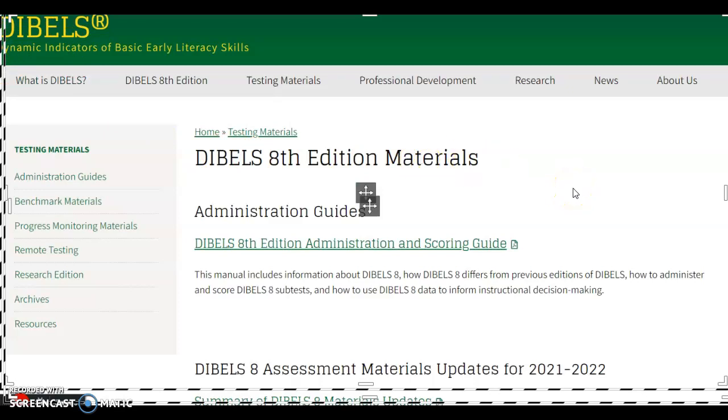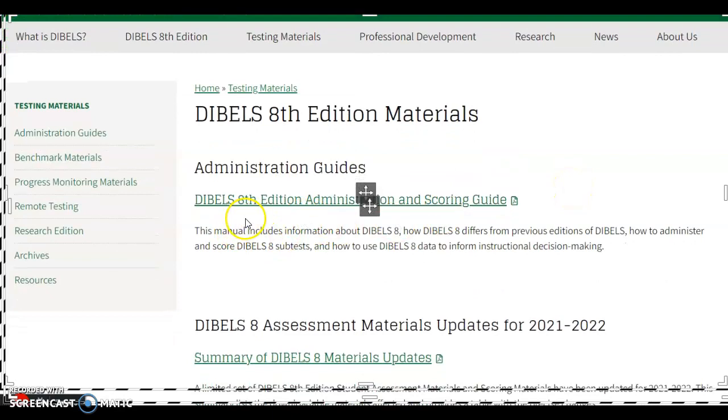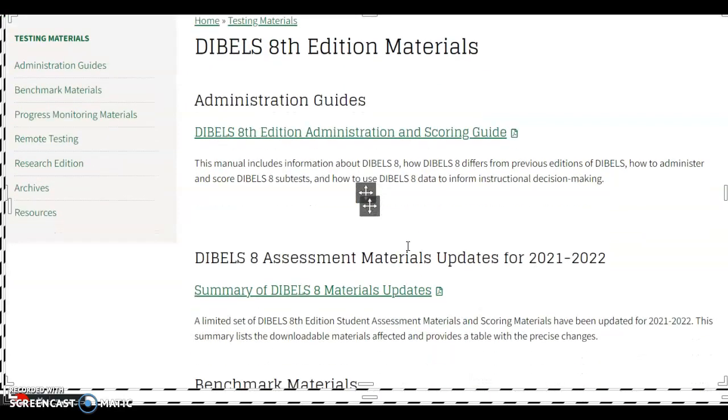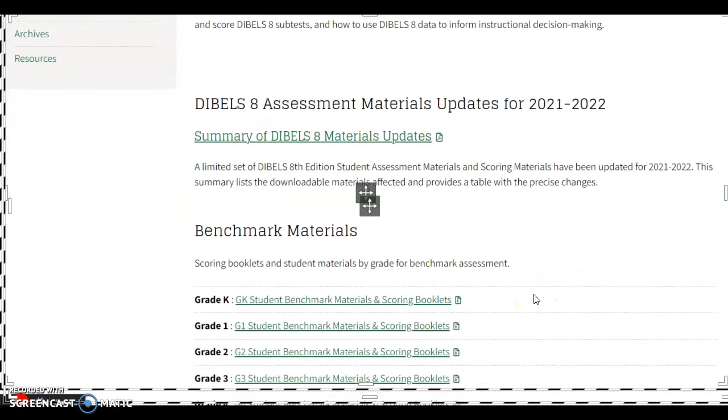I don't get any money. I should. But there's a new edition, the 8th edition. There's the administration and scoring guide that you can download for free. This helps with decision making, that progress monitoring where you can look at students. So let me show you an example. I know I'm kind of all over the place, y'all. I'm sorry. But let me show you the kindergarten student benchmark materials and scoring booklets.